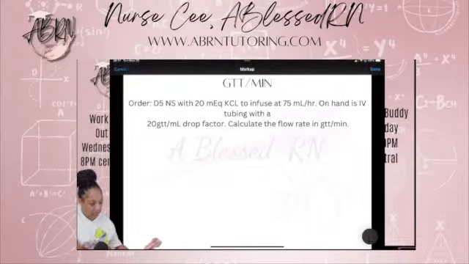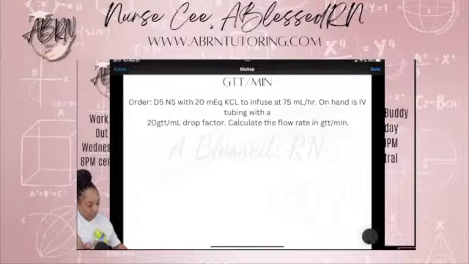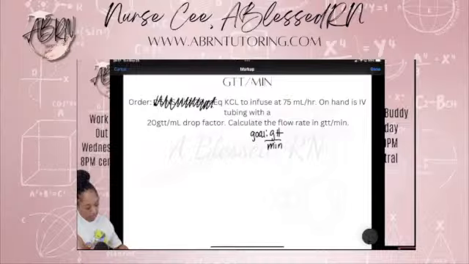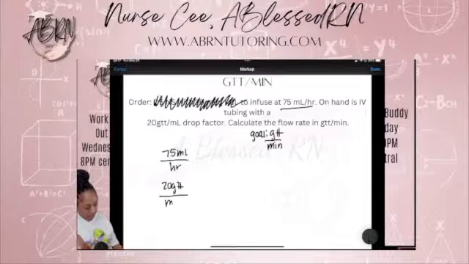D5, normal saline with 20 milliequivalents of calcium chloride is to infuse at 75 milliliters an hour. On hand is IV tubing with a 20 drops per ml drop factor. Calculate the flow rate in drops per minute. So we are once again looking for drops on the top and minutes on the bottom. So this says all this jazz right here, fluff. We've got 75 milliliters to go per hour, okay? And then we've got our drop factor, which is 20 drops per ml.